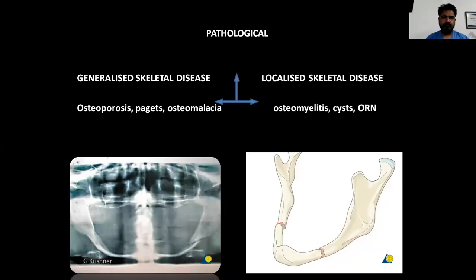And pathological fractures: generalized skeletal disease and localized skeletal disease can both be there. In generalized disease, osteoporosis, Paget's disease, and osteomalacia are there, and in localized skeletal disease, osteomyelitis, cyst, or osteoradionecrosis is there. That leads to pathological fractures.